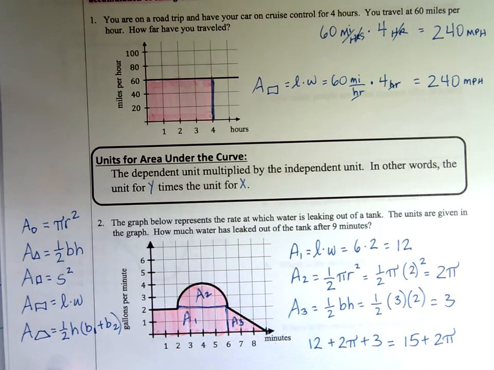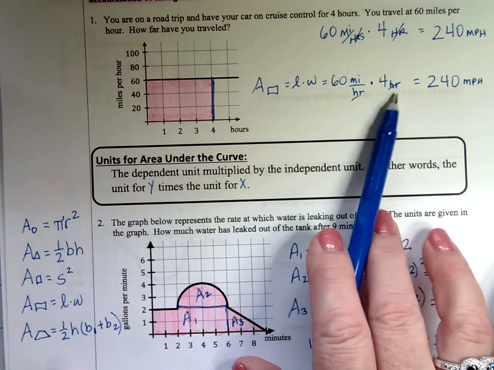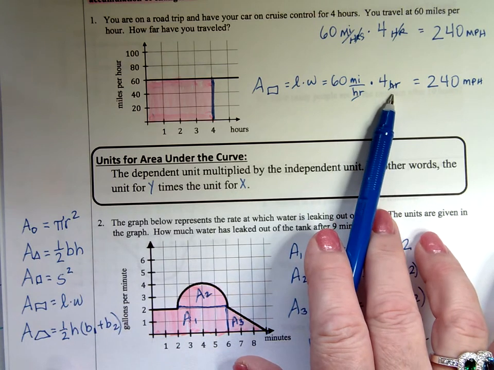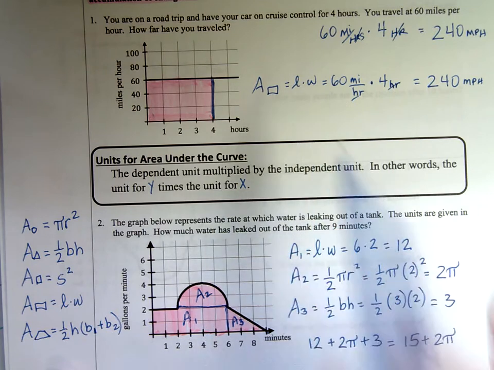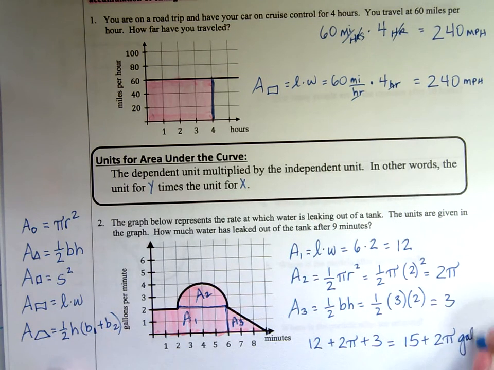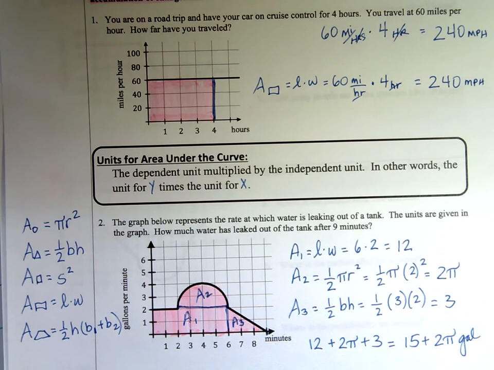Now let's think about my units. If it's gallons per minute times minutes, what happens with the minutes? They're knocked out and you're left with just gallons. The units should also make sense, because how much water has leaked out? So many gallons. It wouldn't make sense to have an answer in minutes. The units have to line up with the situation. So that's how much water would be leaking out in those 9 minutes.